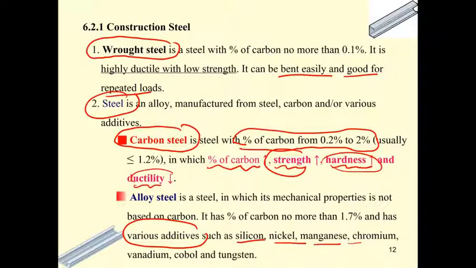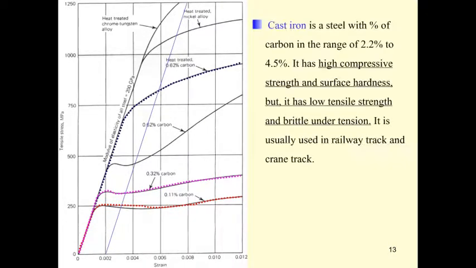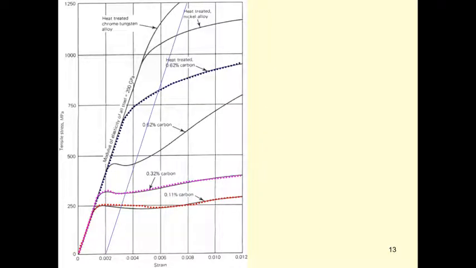Okay, that is sometimes you are going to use this alloy steel, especially if you work in the southern part of Thailand. Okay, this is a different steel. This is for steel with a carbon of 0.11. When you increase the percent of carbon to 0.32 to 0.62, you can see the stress strain curve going up. The strength gets higher and higher when you increase the percent carbon.